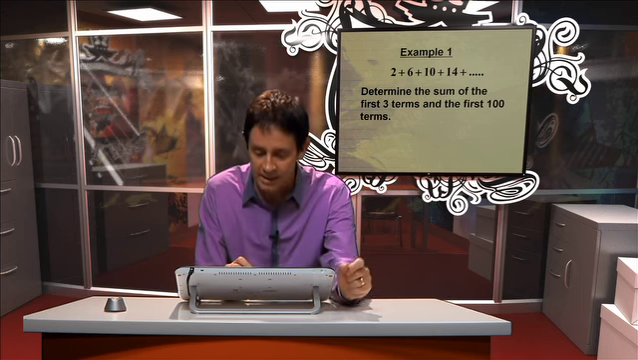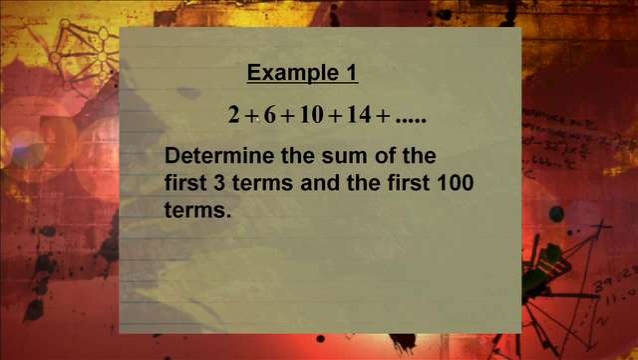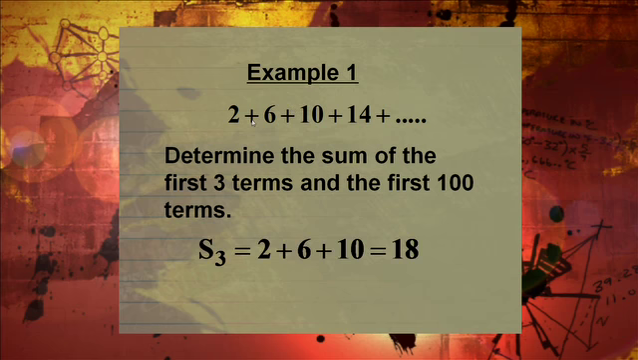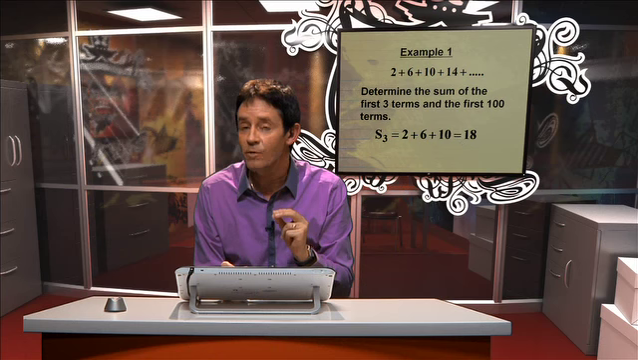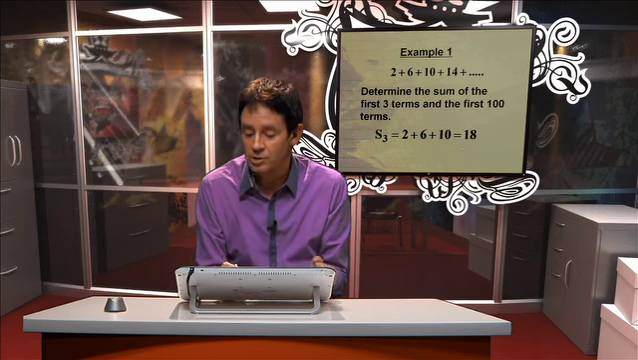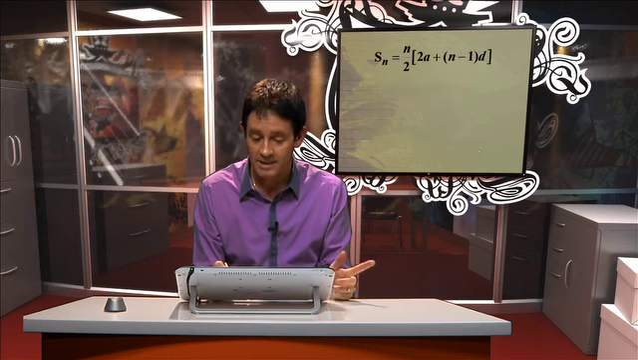Okay, now don't panic. Let's have a look at this. Well, what is the sum of the first 3 terms? Well, 2 plus 6 is 8. 8 plus 10 is 18. Now have a look at that. That's pretty straightforward. But now let's use the formula to see if it works. Okay, check this. 18. Hold on to 18.